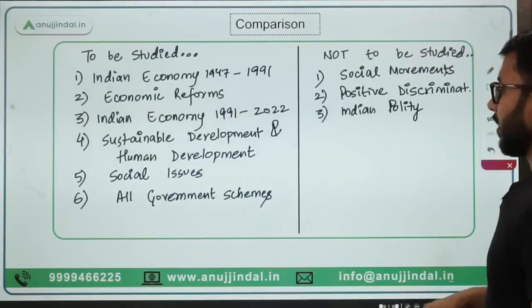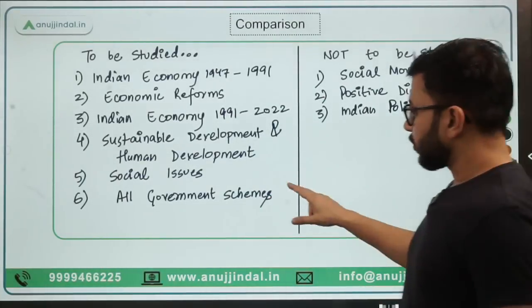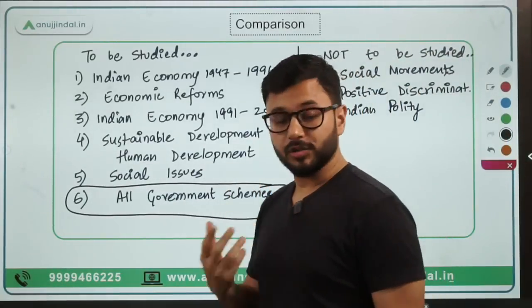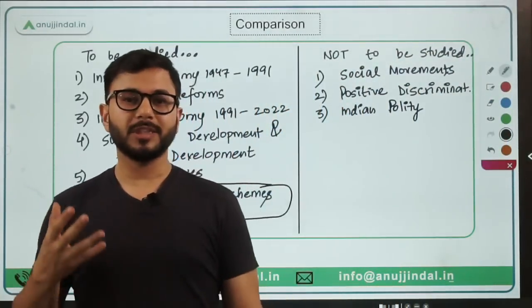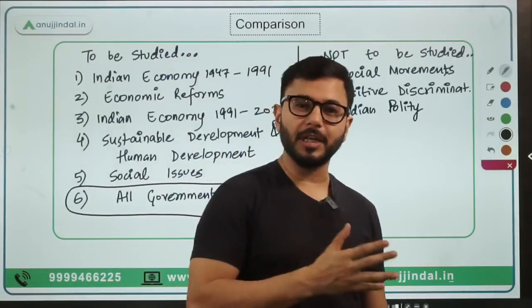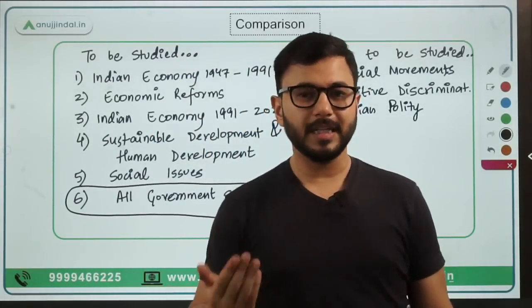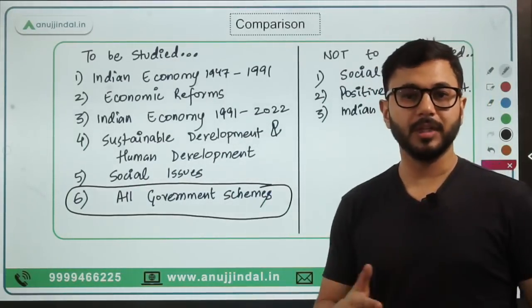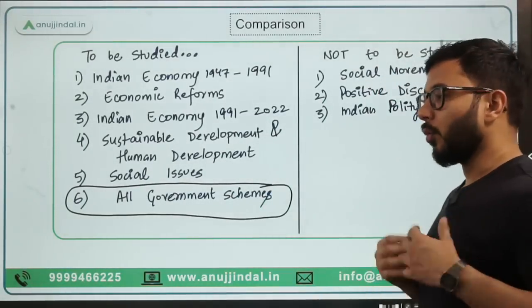Okay. All government schemes. A lot of students are asking, sir, can we skip government schemes on education and health? I would not recommend. This is an examination which happens once a year. If you've already covered them in the past, why take that risk of not covering them now? You should cover schemes related to education and health also. Now, why do I say this?